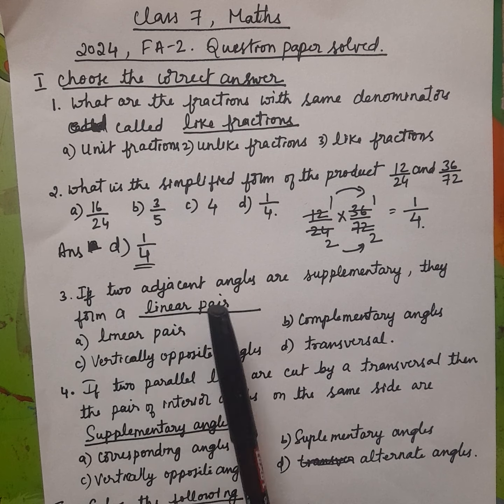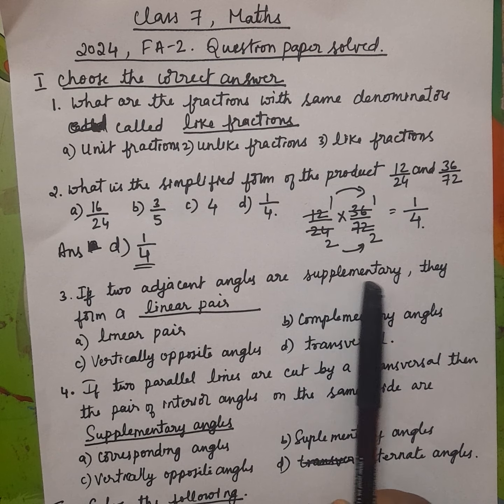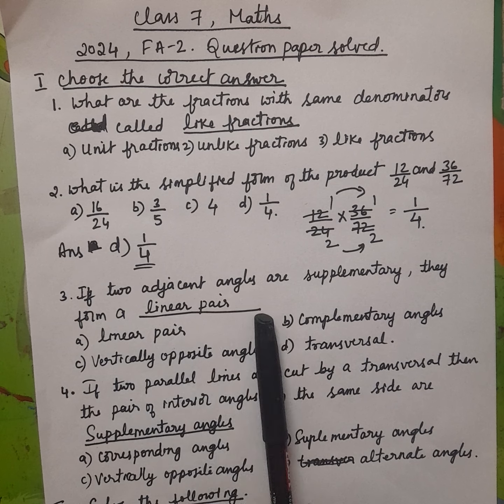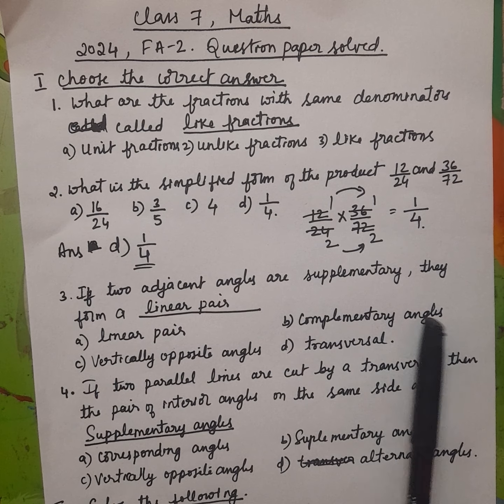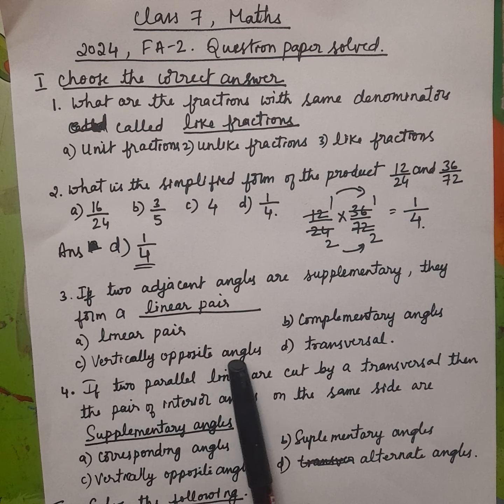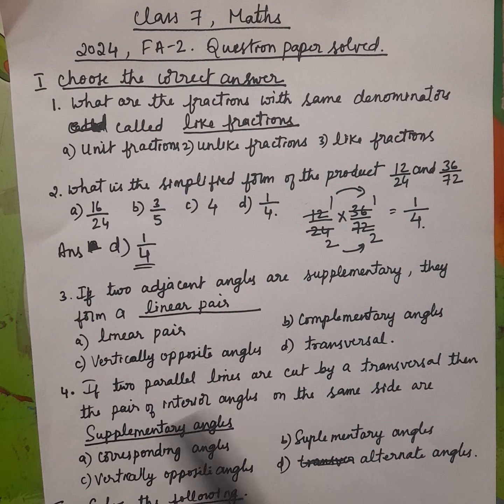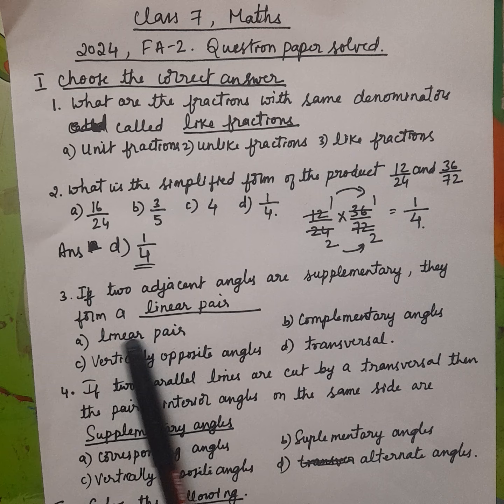Now the third question is, if two adjacent angles are supplementary, they form a dash. A, linear pair. B, complementary angles. C, vertically opposite angles. D, transversal. The answer is linear pair.